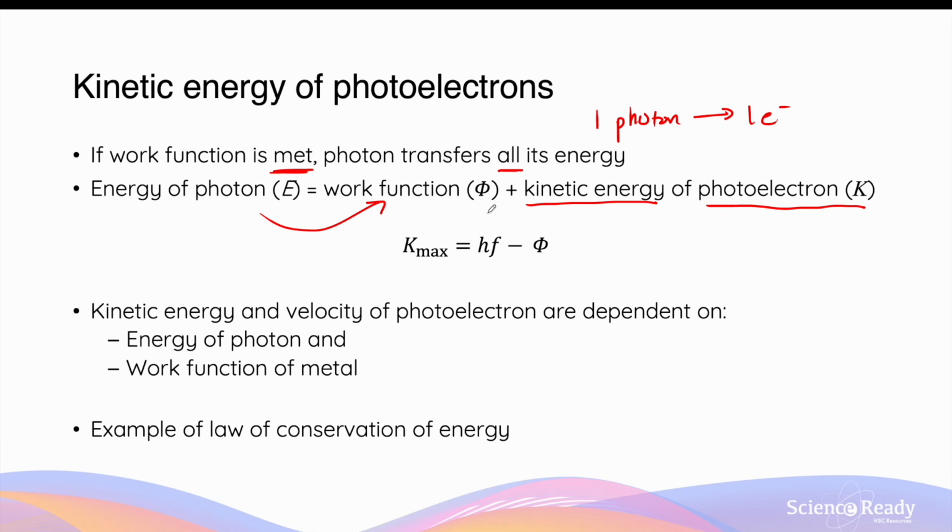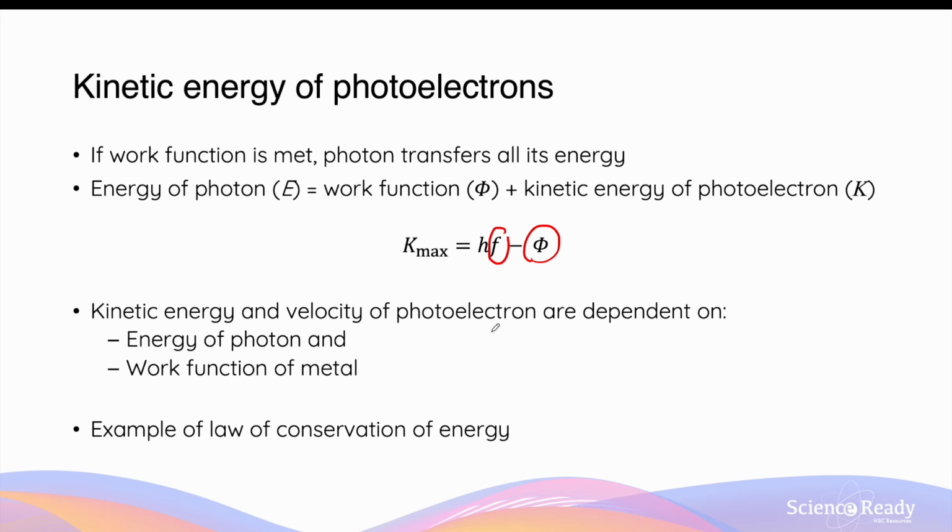If you rearrange this equation, we can then say that the kinetic energy of the electron is equal to the photon's energy, which is hf, minus the work function phi of the metal. Using this equation, we can see that the kinetic energy and the velocity of photoelectrons are dependent on two factors. The first factor is the frequency of the photon, and the second factor is the work function of the metal.